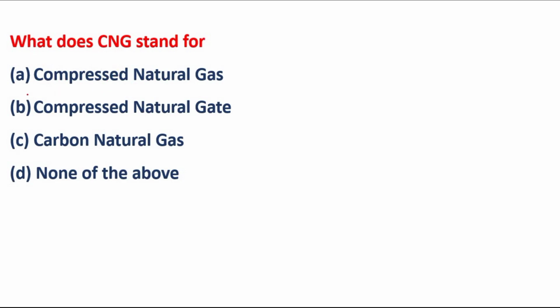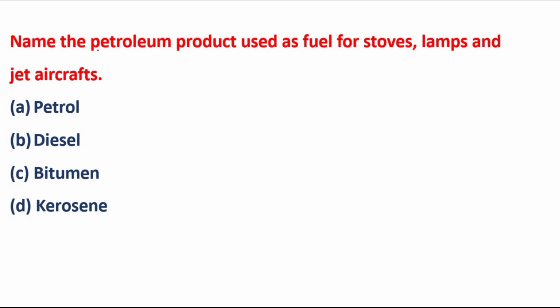What does CNG stand for? We know that CNG is nothing but compressed natural gas. Option E is the correct answer. Name the petroleum product used as a fuel for stoves, lamps, and jet aircrafts. The name of the fuel used for stoves, lamps, and jet aircrafts is kerosene. Option D is the correct answer for this question. Here we go with the next question.